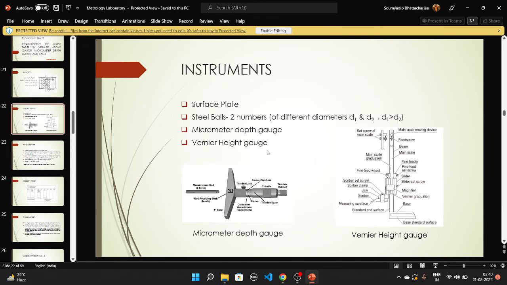Pramodip, instruments: a surface plate over which you will place your job. Two balls will be given. If ball diameters are not given, then you have to find the ball diameter using the vernier caliper. I think the ball diameter will be given to you. And then a micrometer depth gauge, also called depth micrometer. Do you see the extended portion on the left-hand side? There is a small bar on the left-hand side. This bar has to be added in the final reading.